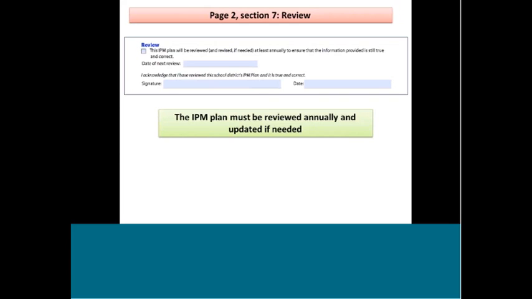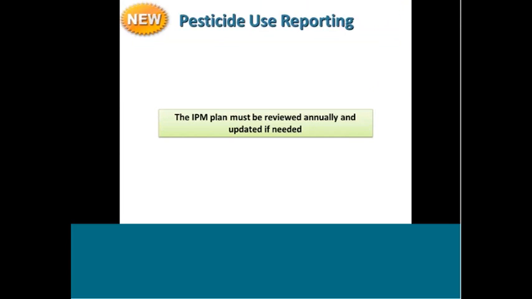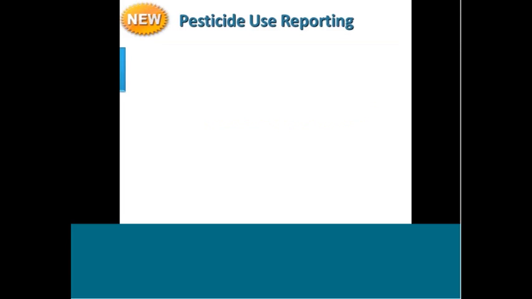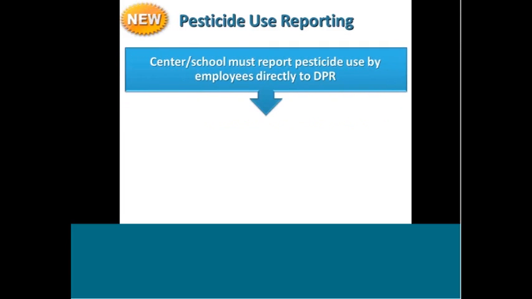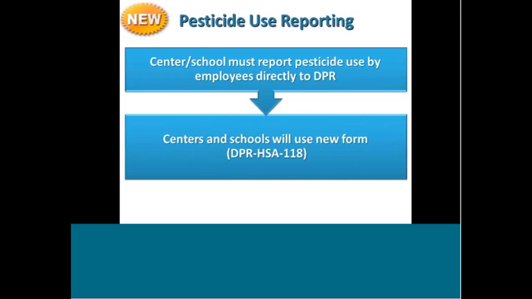Okay, let's first talk about the new pesticide use reporting requirement. If a child care center or school chooses to use a pesticide, they must submit to DPR a copy of the records of all pesticide use at the school site for the calendar year. The pesticide use report form must be on the form DPR HSA 118 that we will discuss in the next slide. The reports must be submitted at least annually by January 30th for the previous year's records.